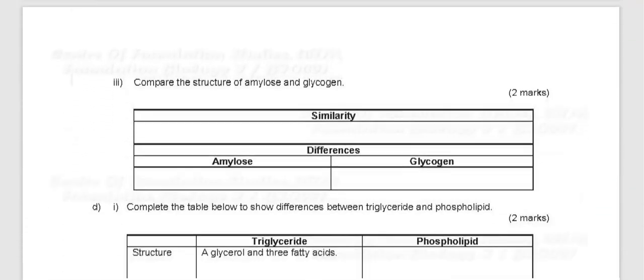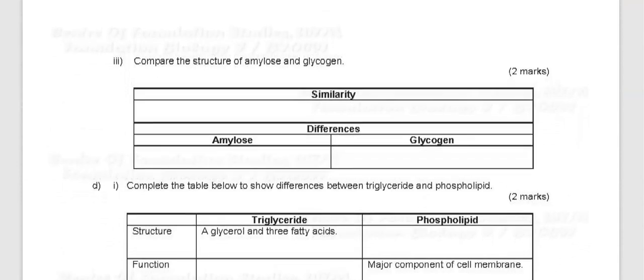Okay, so next question 3, compare the structure of amylose and glycogen. Amylose is one of the components of starch. Starch actually has 2 components, amylose and amylopectin.